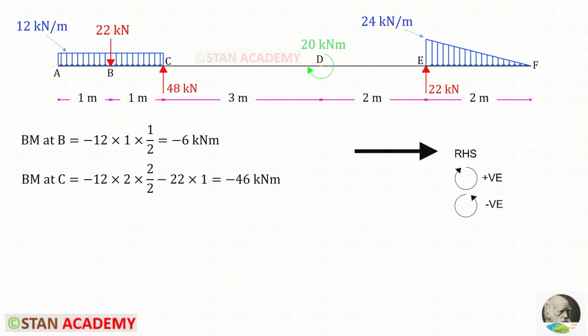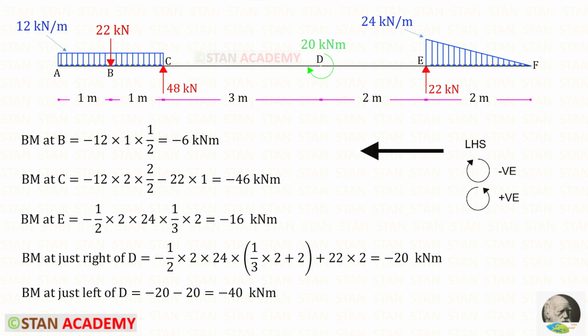To find the bending moment values at B and C, let us use the right hand side rule. Let us find the moment at B. This UDL is acting in the anti-clockwise direction, so negative. The area is 12 into 1, and the centroid distance about B is 1 upon 2. In this way we will get minus 6. Let us find the moment at C. UDL is acting in the anti-clockwise direction, so negative. Area is 12 into 2, and the centroid distance about C is 2 upon 2. This point load is acting in the anti-clockwise direction, so negative, and the distance is 1. In this way we will get minus 46.